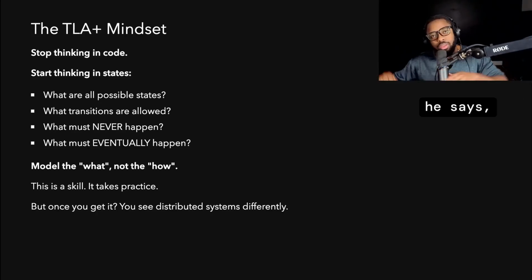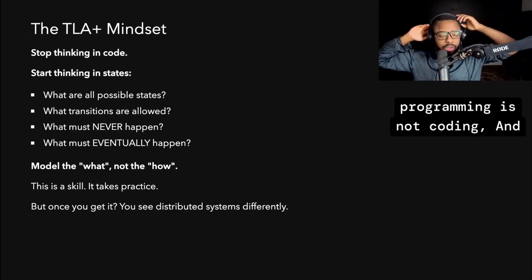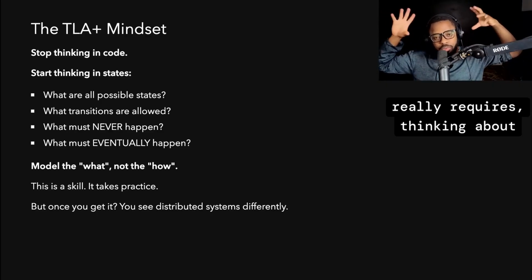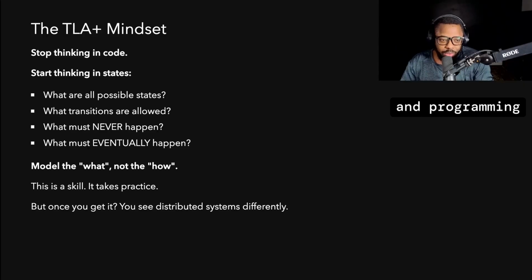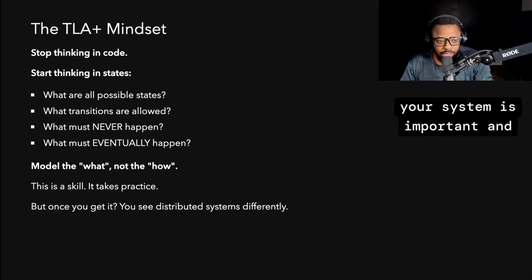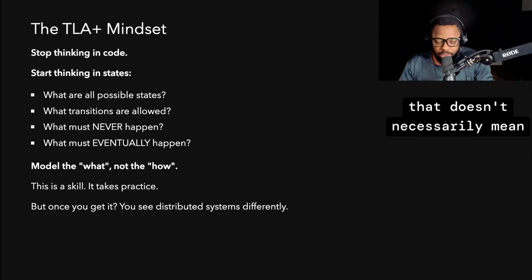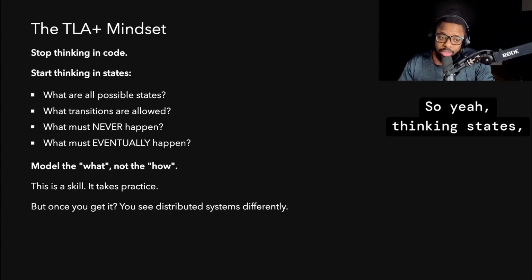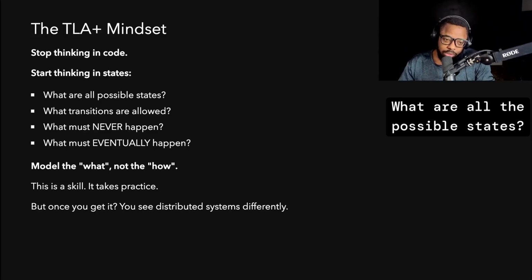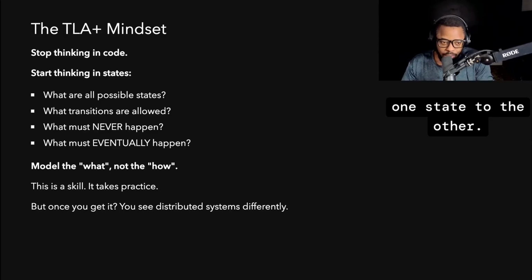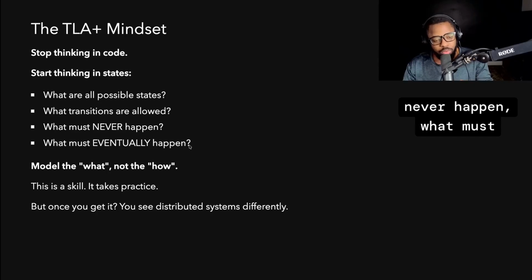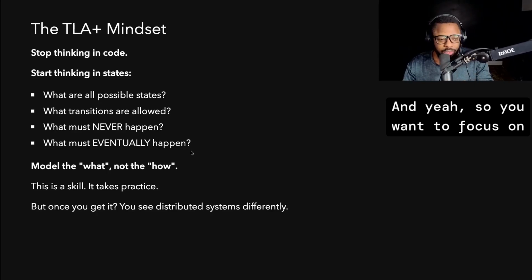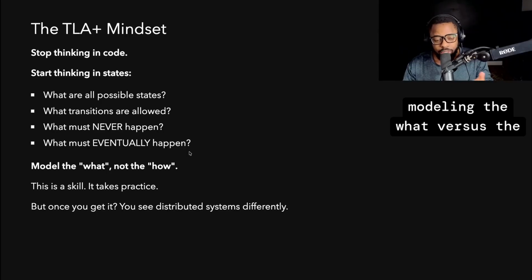He says, programming is not coding. And his whole thing is programming really requires thinking about your system. Really thinking about and programming your system is important, and that does not necessarily mean coding. So yeah, think in states, right? What are all the possible states? Think about the transitions of your system, going from one state to the other. You want to think about the properties, what must never happen, what must eventually happen. And yeah, you want to focus on modeling the what versus the how.